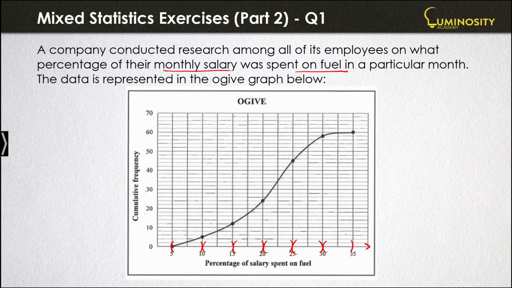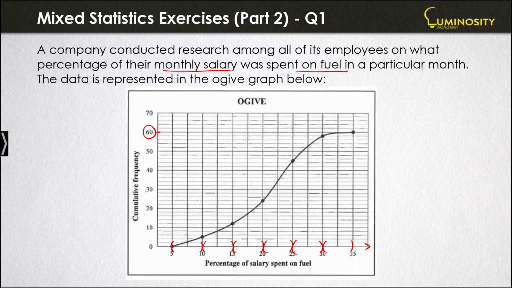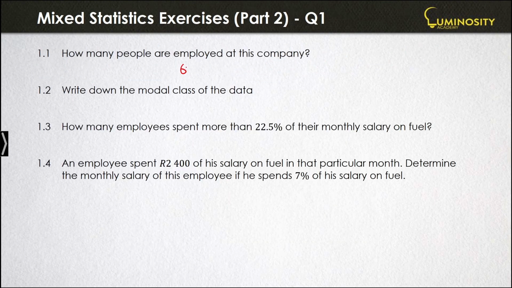Reading off this ogive curve as well, we see that it ends at 60. That's the total cumulative frequency, which tells us that 60 employees were part of this research. So first question, how many people are employed at this company? Well, the 60 here indicates that there are 60 employees at this company that were interviewed.